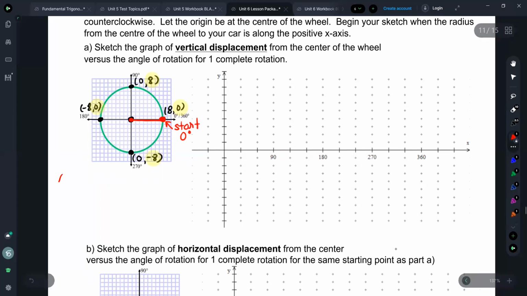So at 0 degrees, what is the vertical displacement? What is the y there, Jose? 0. So that's going to be our first point. I'm going to just go by 2's here. 2, 4, 6, 8, -2, -4, -6, -8. And we're going to plot 0, 0.